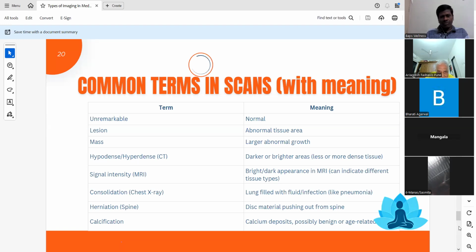So how to interpret commonly? First of all, we should not panic if something sounds scary. Some findings may be normal with age. So we need to compare many other aspects. If any previous scans or images are available, you need to compare them.